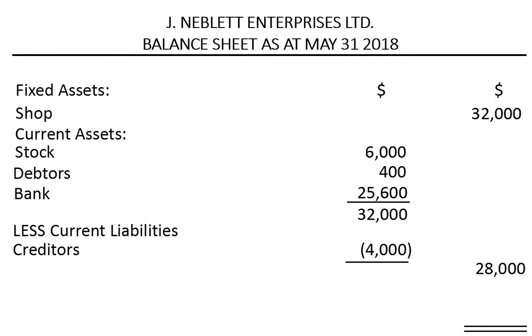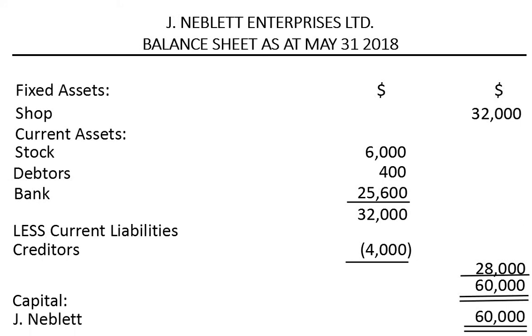Now we have no more calculations to do on the assets and the liabilities, so we bring that over to the right hand side of the balance sheet. And next we're going to add up our fixed assets plus the difference of current assets take away current liabilities. So that will give us $60,000. Now our capital is the money invested by J. Neblett, which is $60,000. So as we see, our assets take away liabilities is equal to our capital of $60,000.